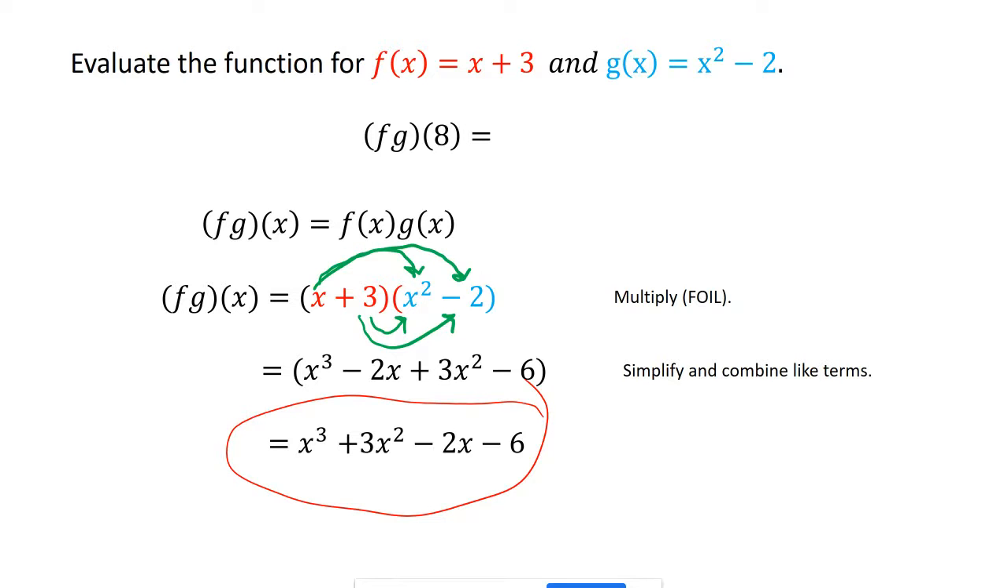Do you have a square root? A square root meaning like this? No, there's no square roots. And then the last question is, do you have any logs? Here we don't. In chapter 3, you'll run into logs, but right now we don't have any. If you can say no to all those 3 questions, then your domain will automatically be negative infinity to positive infinity. So no fractions, no square roots, and no logs. It's always going to be your domain.